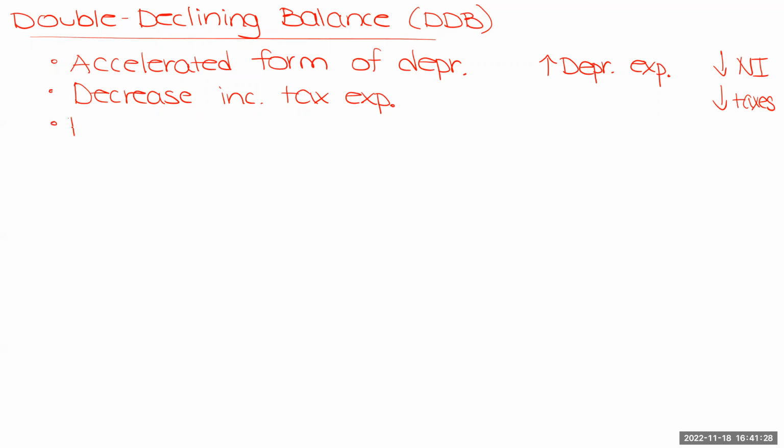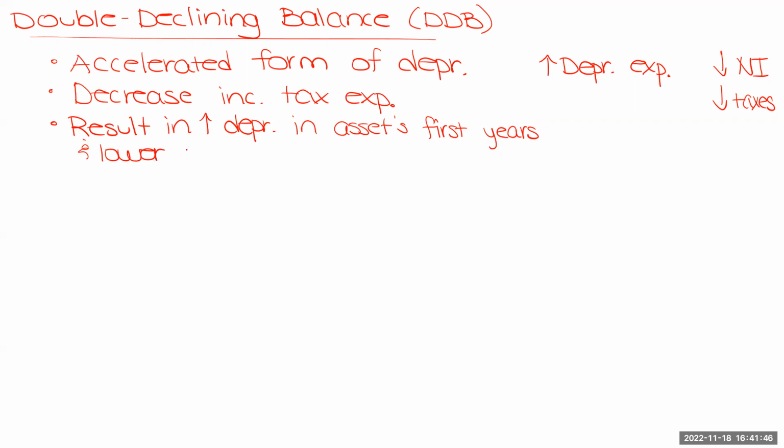Okay, so it's going to result in higher depreciation in the asset's first years, and lower depreciation in its later years. And some managers feel like that's a better match, right? They think, okay, in the earlier years, year 1 and 2, I want high depreciation expense, right?